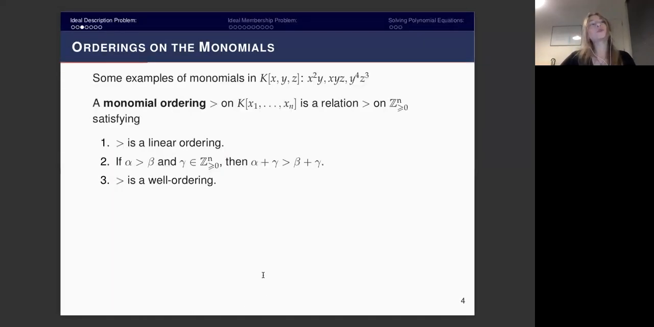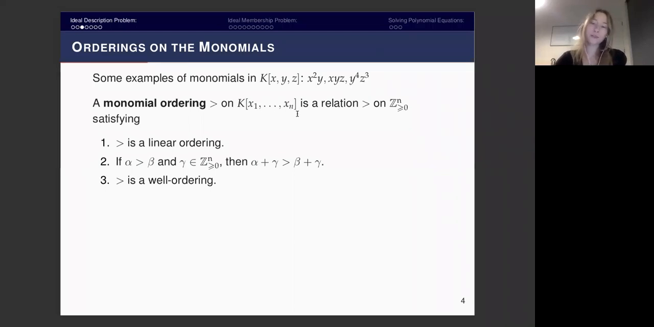To be able to deduce the differences between the single variable case and multivariable case, we will need some concepts. And the first one is called the monomial ordering. Some examples of monomials in the polynomial ring with three variables x, y, and z include x squared y, x y z, etc. Notice that these are like the terms of the polynomials, but they have coefficient 1 all the time. And then a monomial ordering is defined as follows.